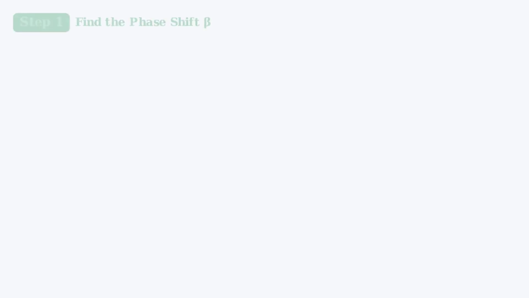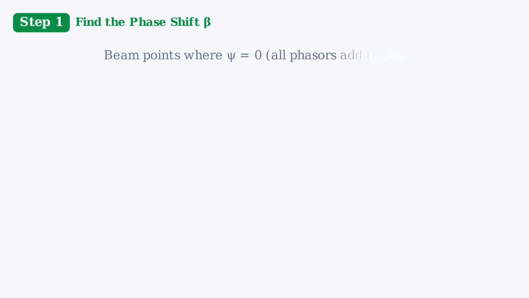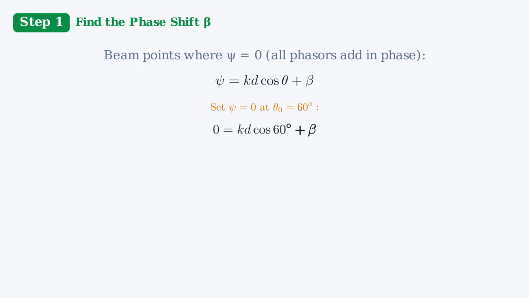Step 1. Find beta. The beam points in the direction where psi equals 0. That's where all element phasors add in phase. Psi equals kd cosine theta plus beta. We want psi equals 0 at theta 0 equals 60 degrees. Setting up the equation, 0 equals kd cosine 60 plus beta.